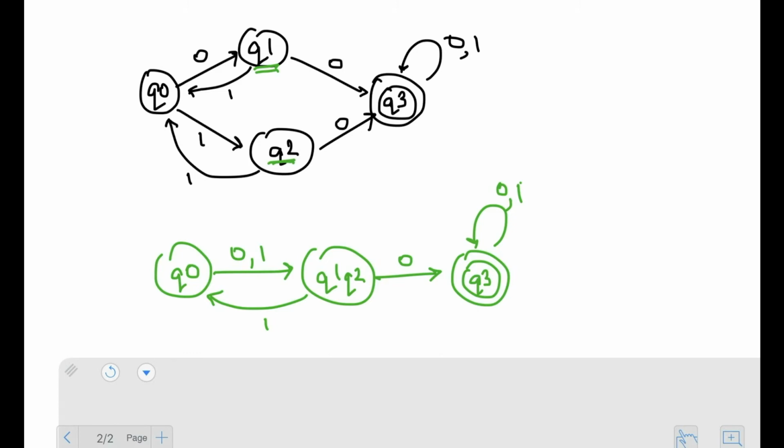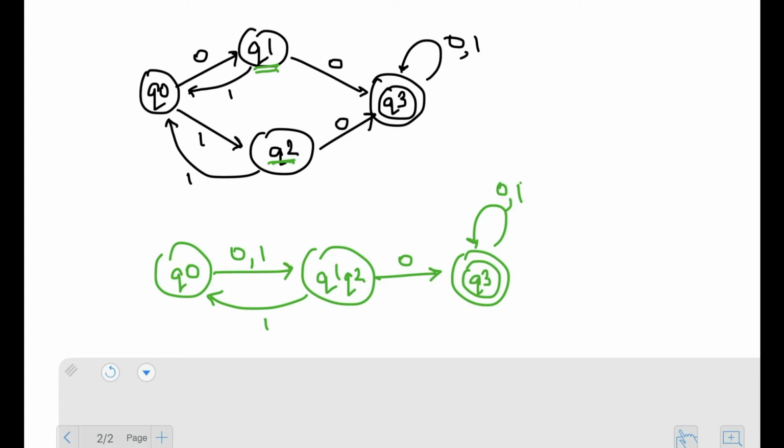So this is the next step that we look at, which is if all transitions from some 2 states take you to the same state, then we can say that those 2 states are equivalent and we can merge them into a single state.